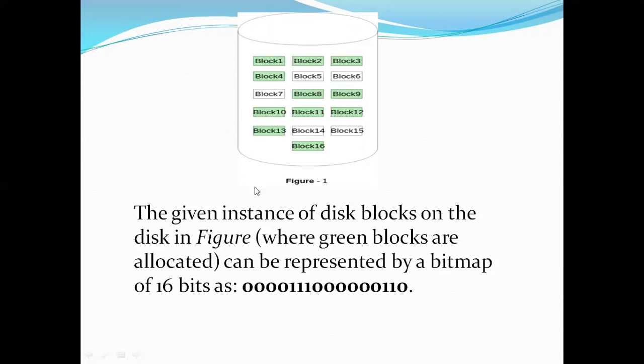Now just observe, block 1 is actually occupied, so that's why I wrote 0. Similarly, blocks 2, 3, 4. So the first 4 blocks are occupied, and that's why they are zeros. And the next 3 blocks, that is 5, 6, 7, are free, so they are indicated as ones. Likewise, using this bit vector method, we can easily identify which blocks are free and which blocks are occupied.